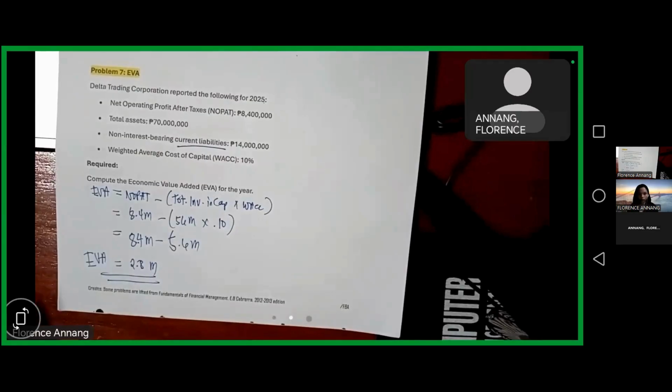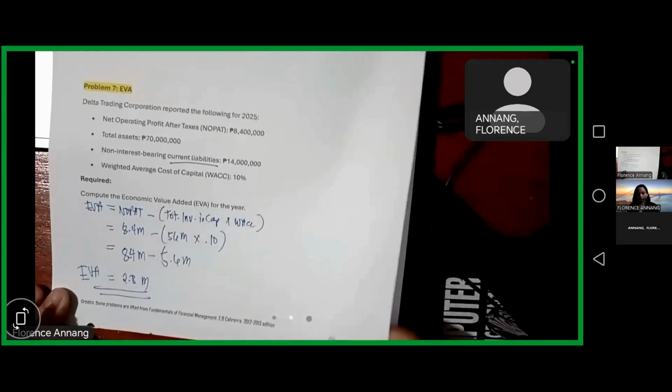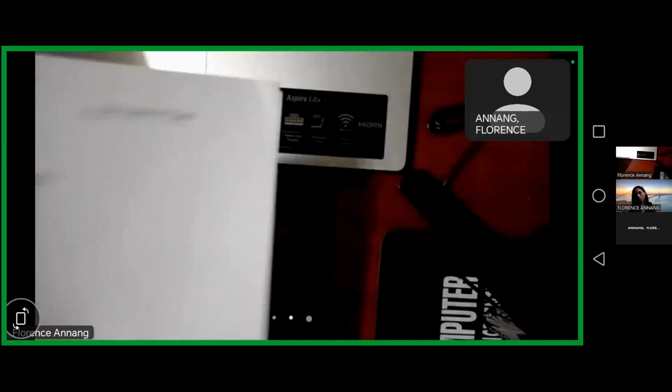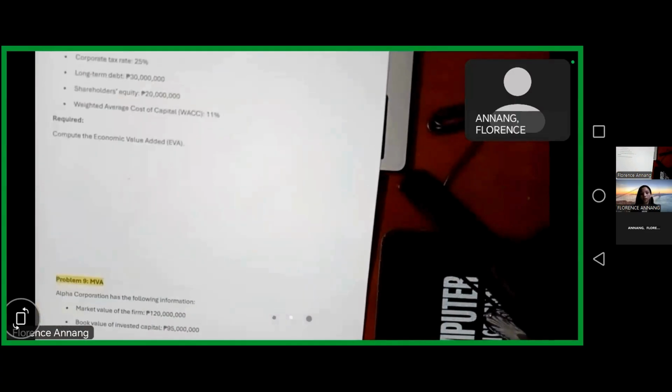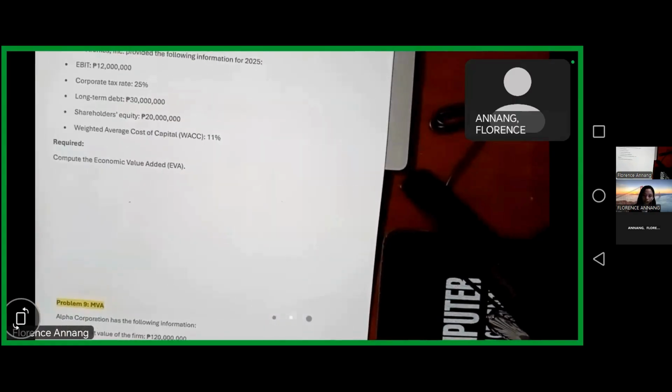Okay? Clear naman siguro, ano? Basta you have to remember that in order to get your total investment in capital, that is your total asset less your current liabilities, or your long-term debts plus your shareholders' equity. Now, problem 8. Konti na lang.